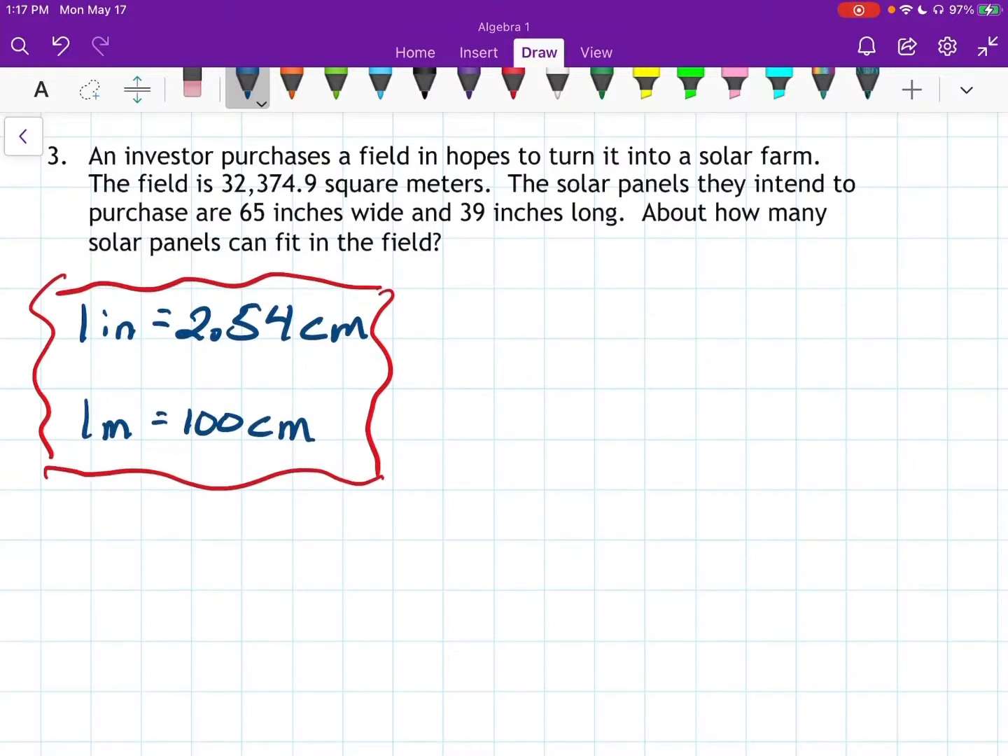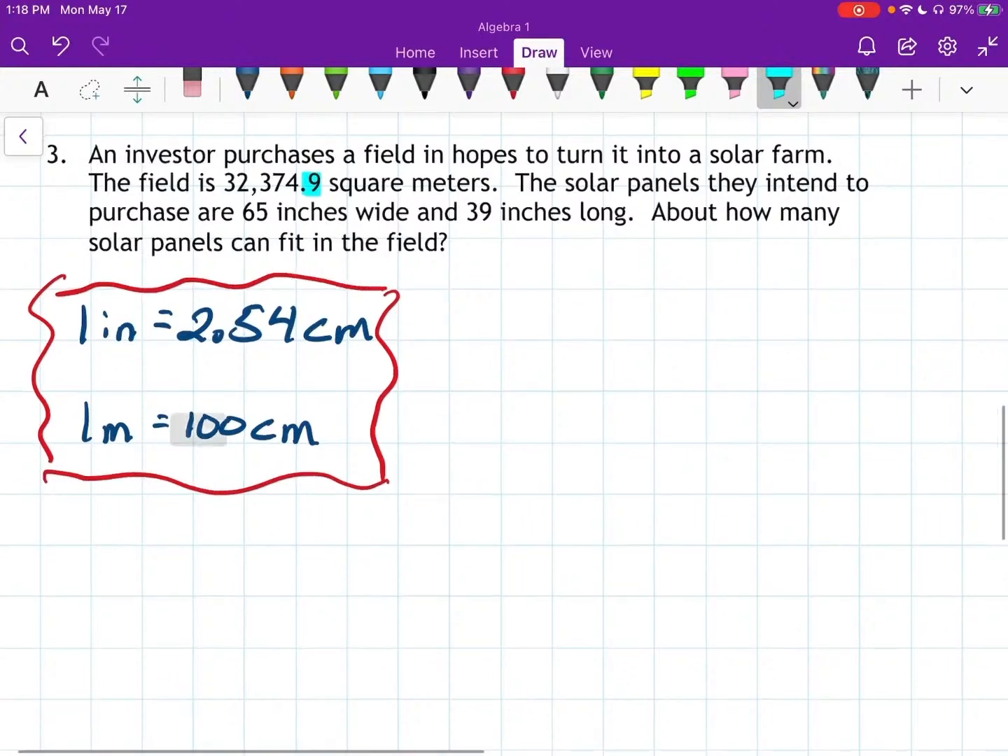So an investor purchases a field in hopes of turning it into a solar farm, right? You've seen pictures of solar farms probably. A bunch of solar panels in a field. The field is that many square meters. The solar panels they intend to purchase are 65 wide and 39 inches long. How many solar panels can fit in the field? So whenever we start thinking about rounding, we can look here, 0.9. That's the most precise number that we have. So at the end, whenever we're all done, we're going to need to round to the nearest tenth, the nearest 1 decimal point.